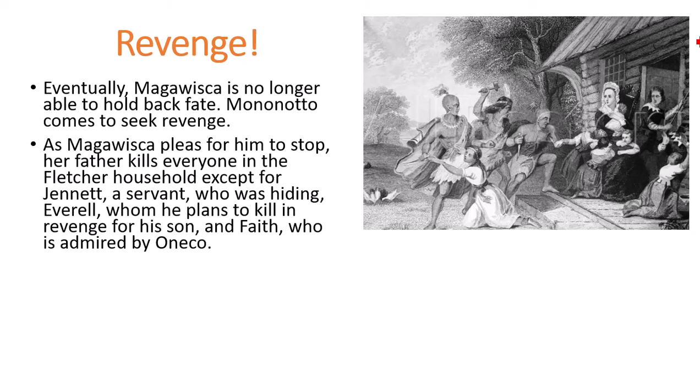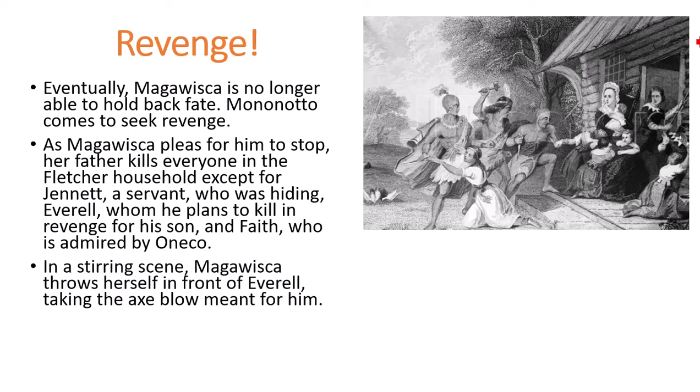Now, Jeanette, a servant, was hiding. Grafton, Hope and Faith's aunt, had gone out with Digby, another servant. So Everil, whom he plans to kill in revenge for his son, he takes. Faith is also taken because Oniko admires her and loves her a little bit, even though they're a little bit younger. But everyone else is killed: Martha, the younger children, and the scene is described, especially for that time, in pretty graphic terms. I don't think now we would think about that, but back then it would have been.